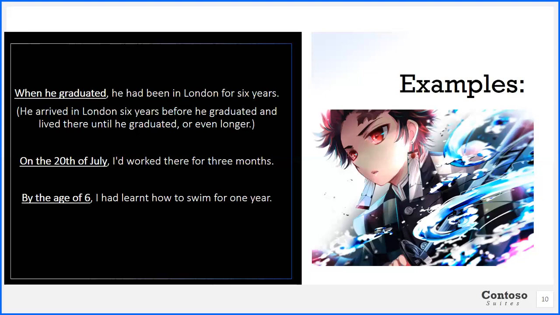And the last one would say, by the age of 6, I had learned how to swim for 1 year. So by the age of 6, he had already been practicing for a year. Okay, so that's the main other use that we can give it, just to express for how long something happened if the event finished in the past. If it's still relevant to this day, then we're going to use present perfect. So it's very important to differentiate between those uses.